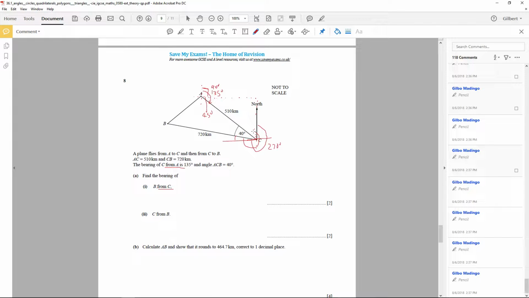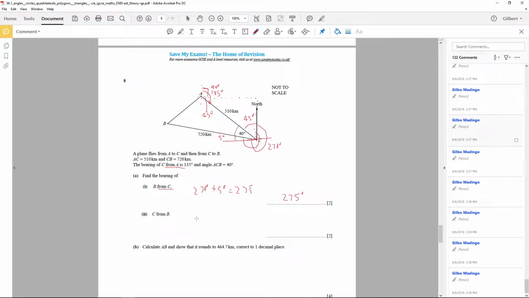If this is 45 degrees, then this would be 45 degrees as well. So this side would be 90 minus 45 minus 40, and you would have gotten 5 degrees. This is 5 degrees here. So B from C would be 270 plus 5 degrees, which is equal to 275.